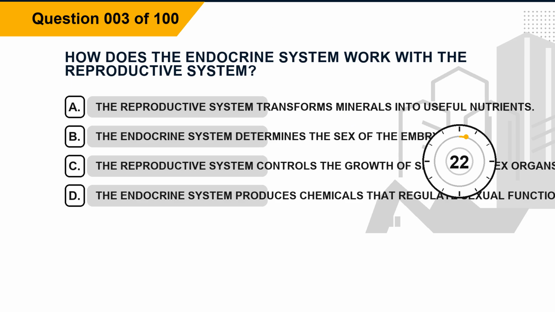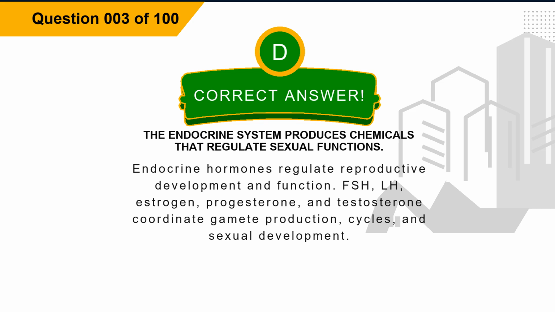Question 3. How does the endocrine system work with the reproductive system? Option A. The reproductive system transforms minerals into useful nutrients. Option B. The endocrine system determines the sex of the embryo. Option C. The reproductive system controls the growth of secondary sex organs. Option D. The endocrine system produces chemicals that regulate sexual functions. The correct answer is option D. The endocrine system produces chemicals that regulate sexual functions. Explanation. Endocrine hormones regulate reproductive development and function. FSH, LH, estrogen, progesterone, and testosterone coordinate gamete production, cycles, and sexual development.